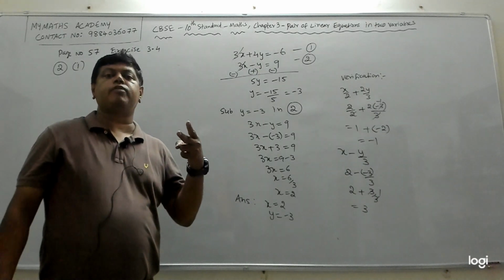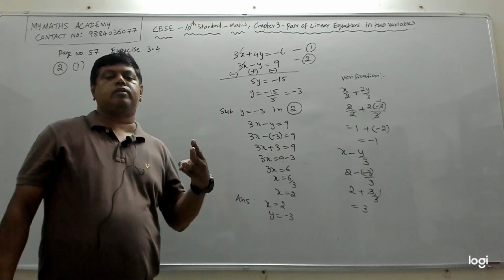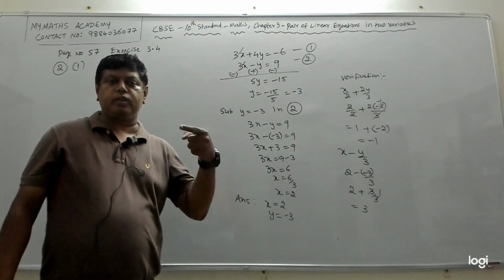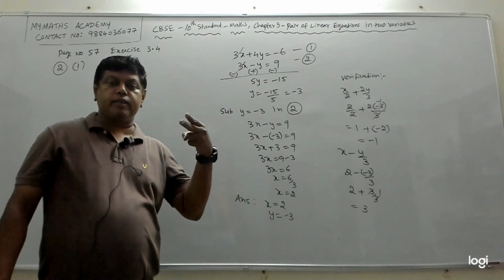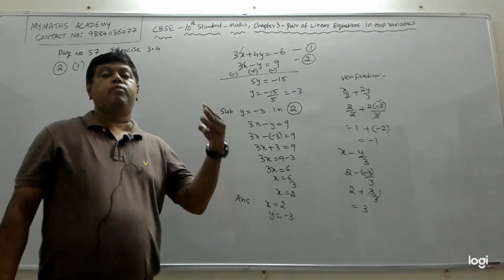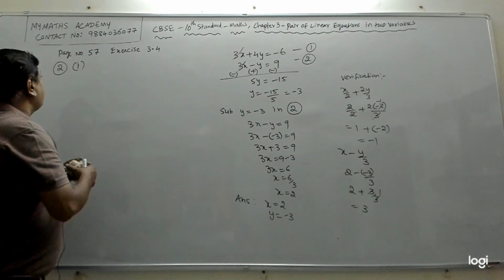We should check whether they have the solution. If they have the solution, then we should find that using the elimination method. So there are 3 steps: forming the equation, checking whether the solution exists. A third step is, if the solution exists, then we should solve by the elimination method. Right? So let's read the question.